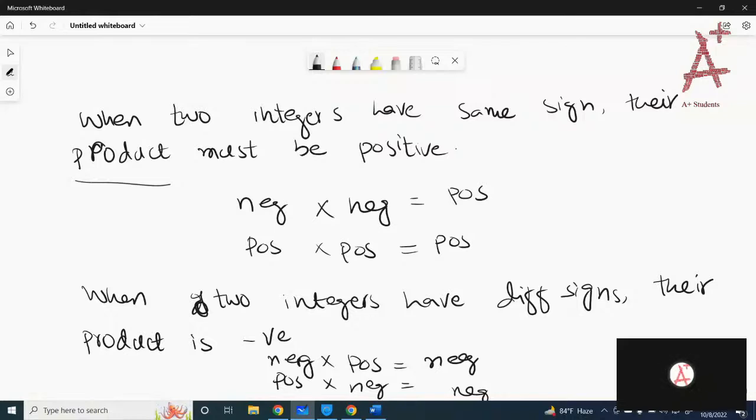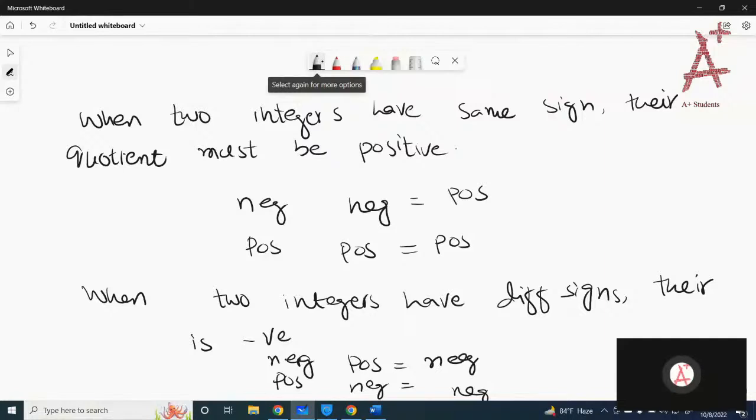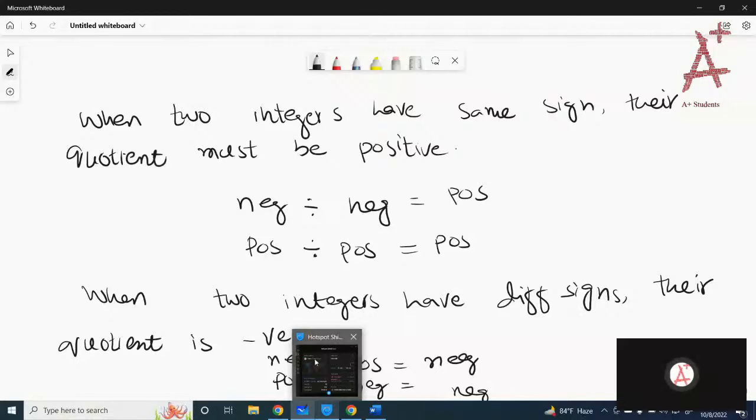Okay. So for the division, when two integers have the same sign, their quotient must be positive. If you are dividing two negative numbers, the answer is positive. If you are dividing two positive numbers, the answer is positive. When two integers have different signs, their quotient is negative. If you divide a negative by a positive, the answer is negative. If you divide a positive number by a negative number, the answer is negative. Got it? Please note down these very important points in your notebook.